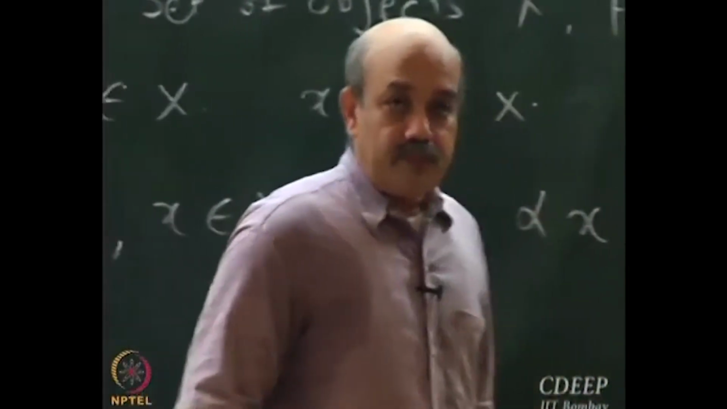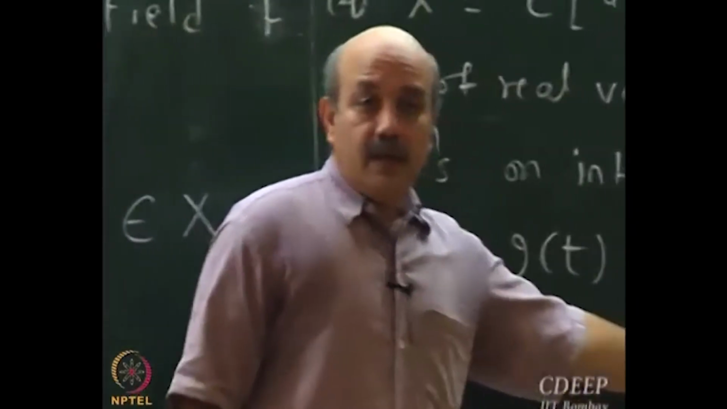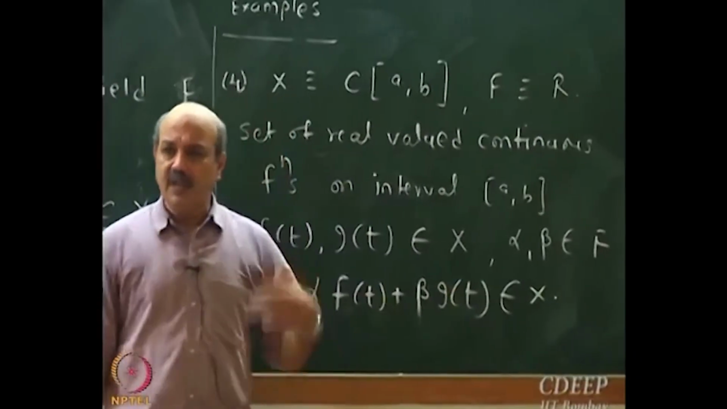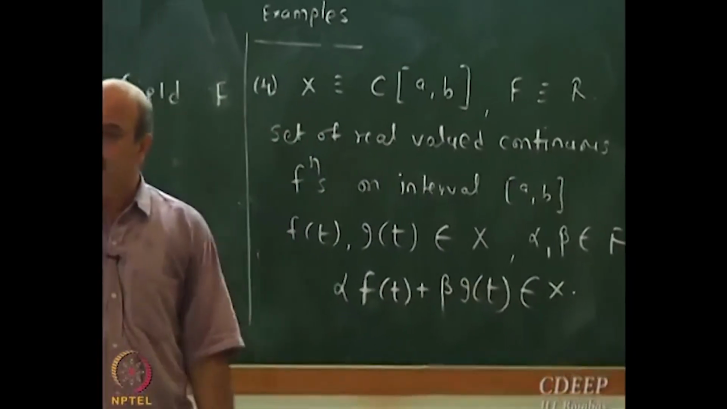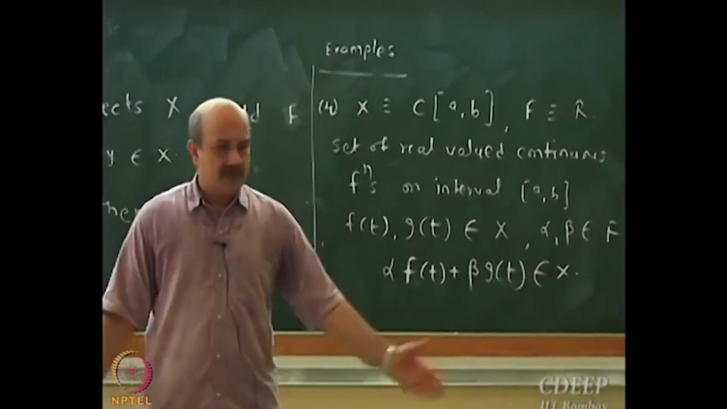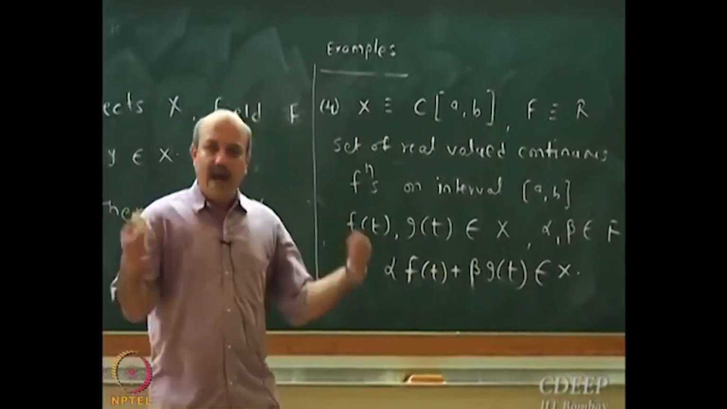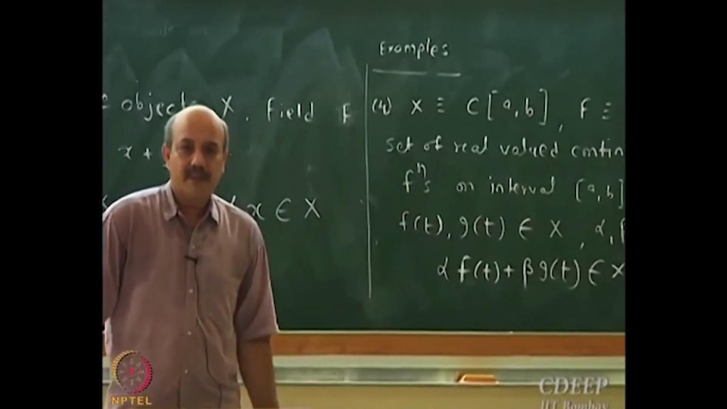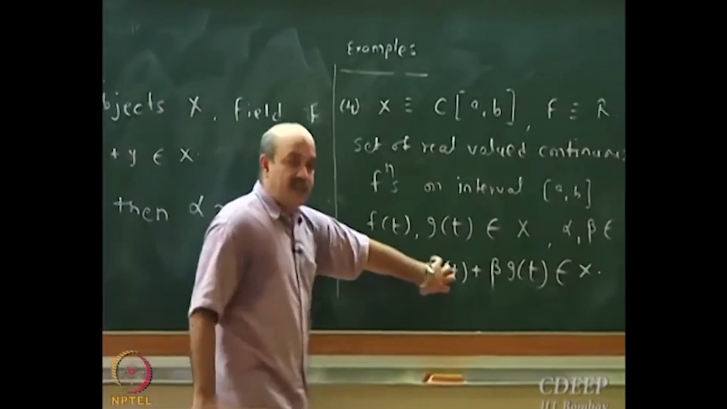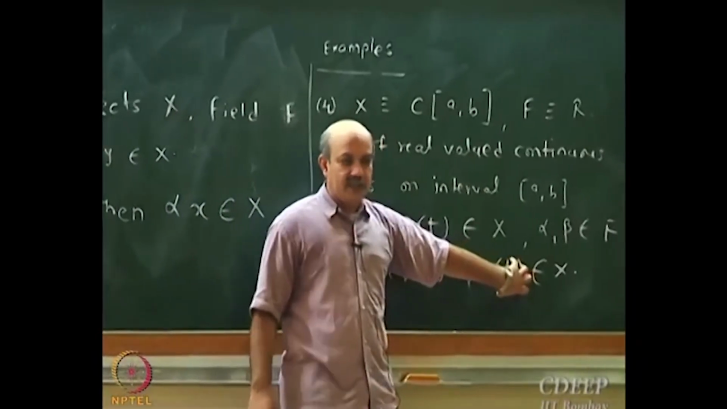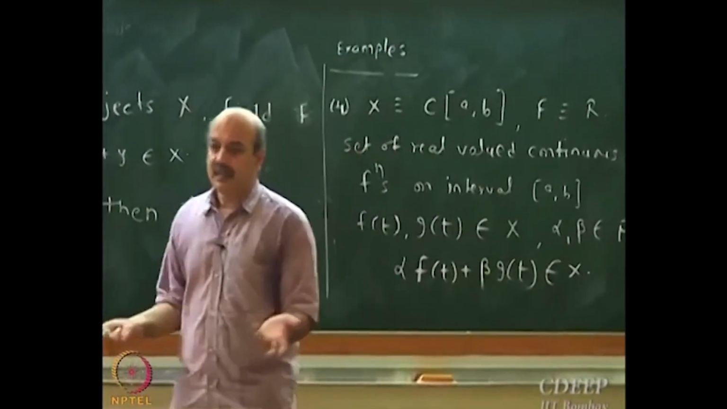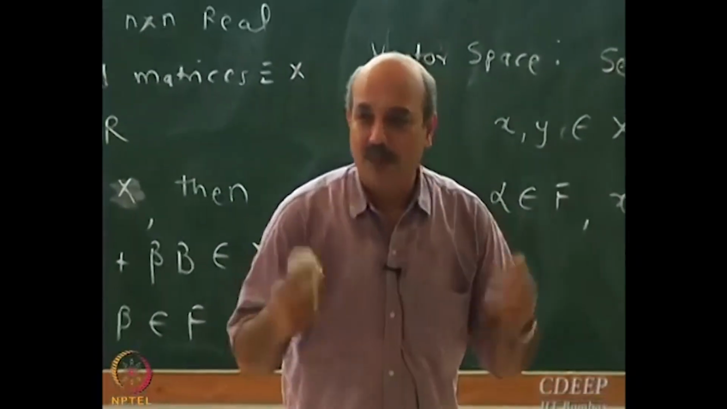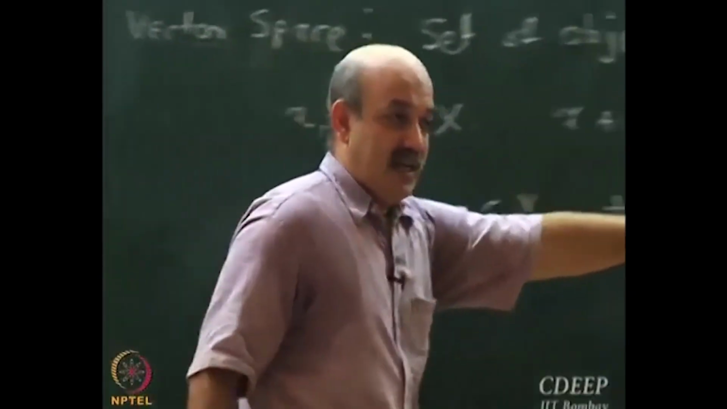Okay, so do you agree with me? If I take a continuous function and multiply it by a scalar, will it still be a continuous function? It will still be a continuous function, right? If I add to a continuous function, will the addition be continuous? If f of t is continuous and g of t is continuous, adding two continuous functions, I still get a continuous function. So scalar multiplication, vector addition, both properties hold in this abstract set.